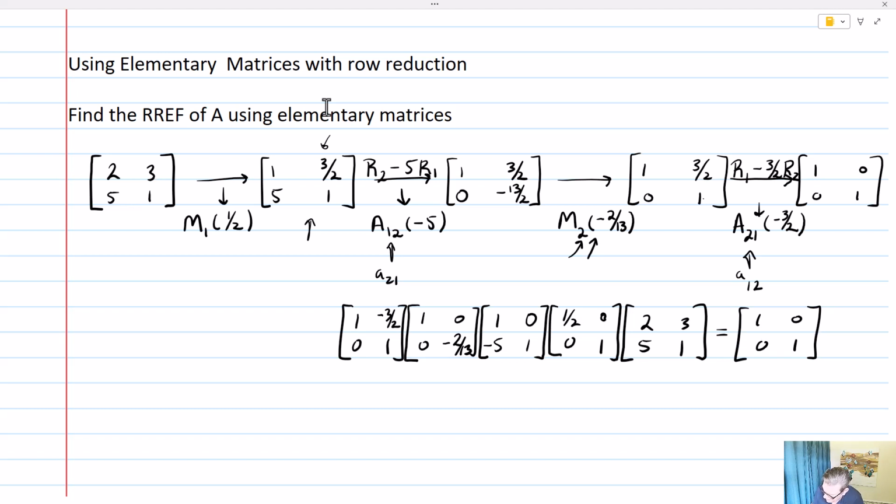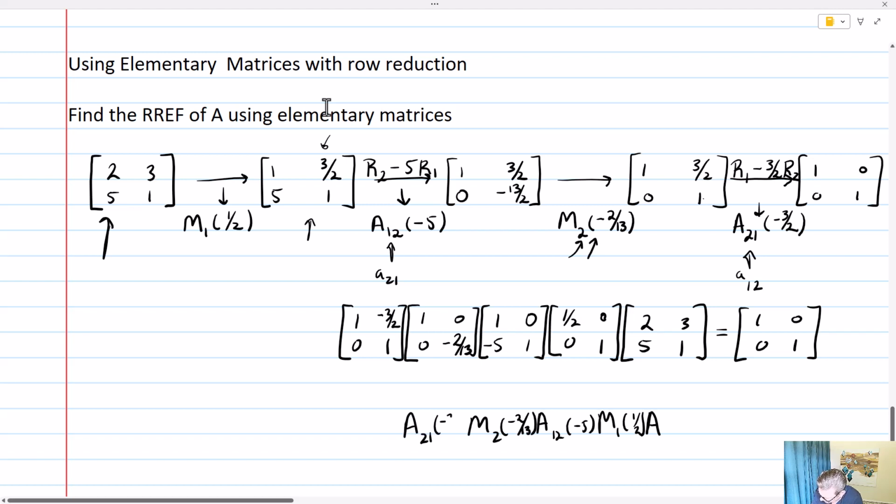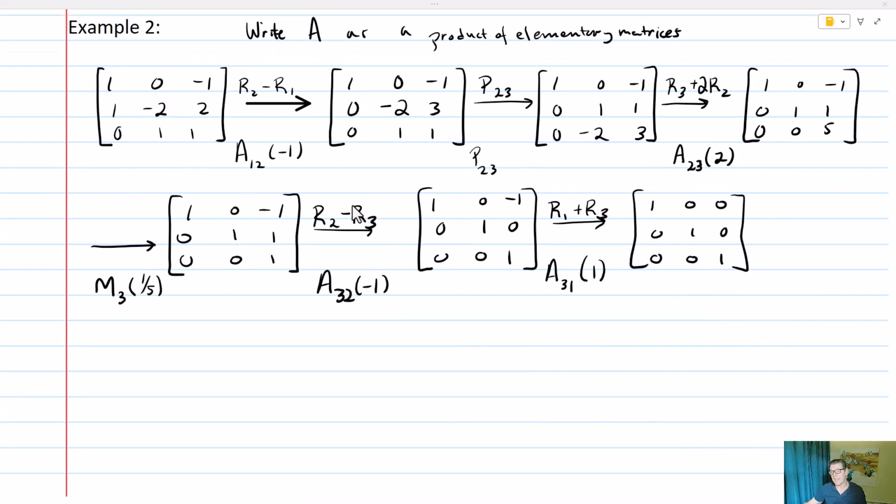So if I rewrote this, we'll let this be the matrix A. I'm going to have A times, on the left-hand side, M1, 1/2, multiplied by A21, -5 on the other side, then M2, -2/13, and then A12, -3/2. And this ends up equaling I 2 by 2, the 2 by 2 identity. So that's basically what it would look like to use elementary matrices to do row reduction. So let's take a look at a second example.